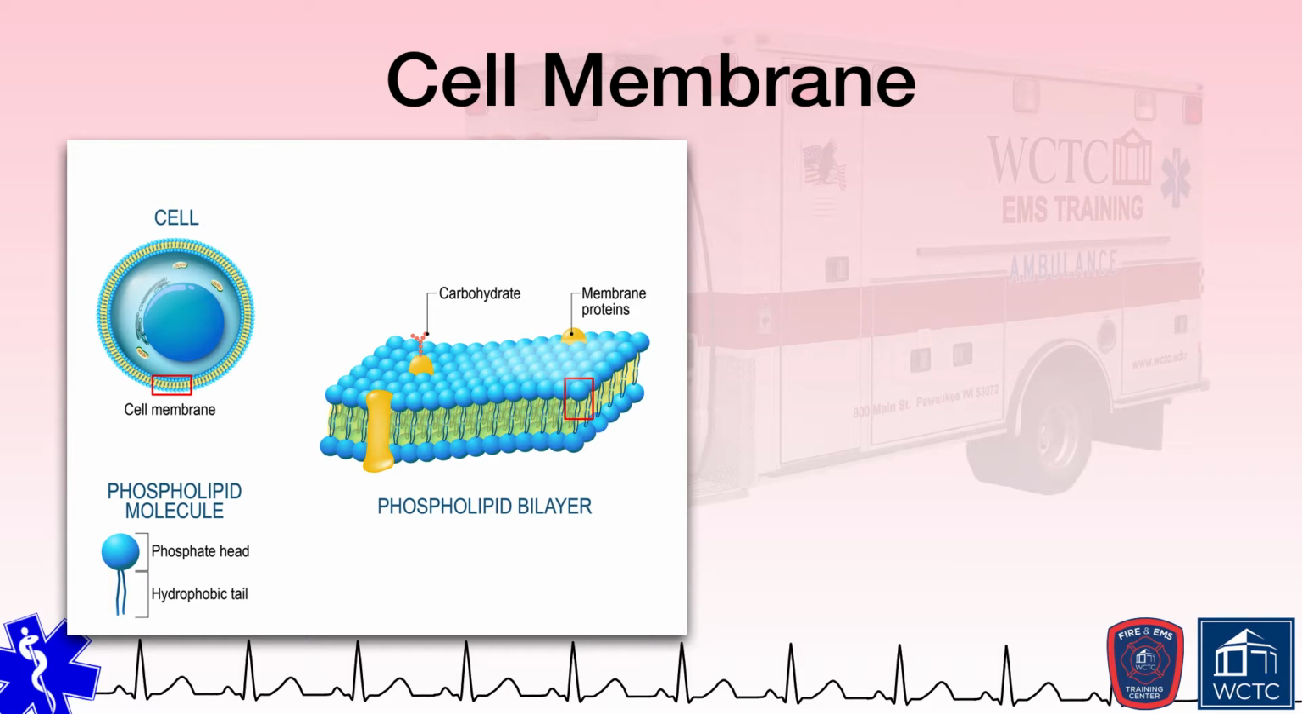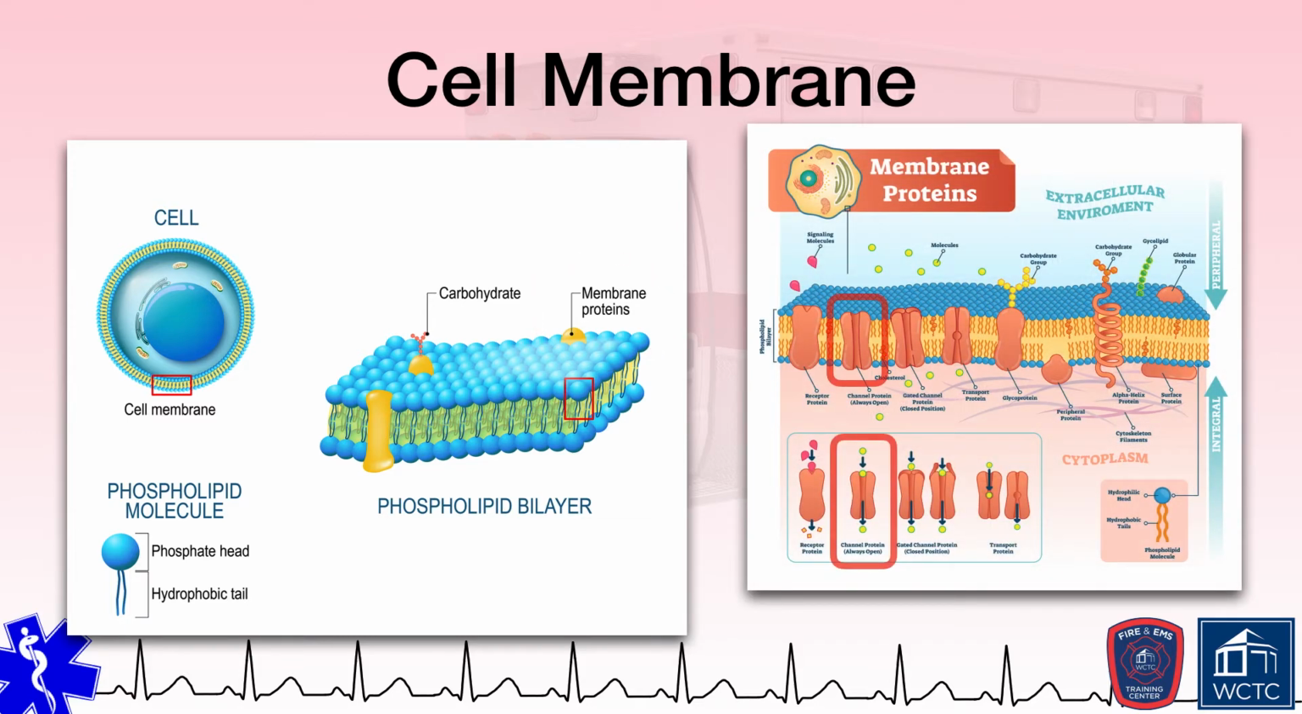The cell membrane also contains proteins, known as membrane proteins, that serve a few different functions. Channel proteins create a channel or tunnel for certain molecules to enter and leave the cell. Water, for example, cannot pass through the phospholipid bilayer because the inner structure is hydrophobic. It repels water. Channel proteins are necessary for water to move into and out of the cell.